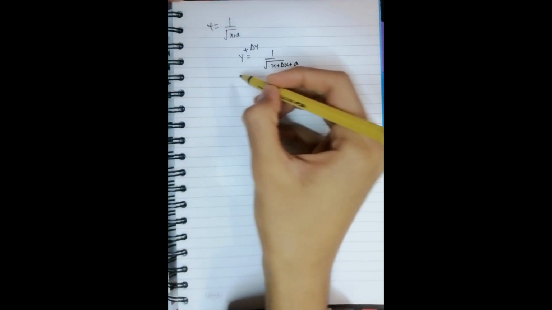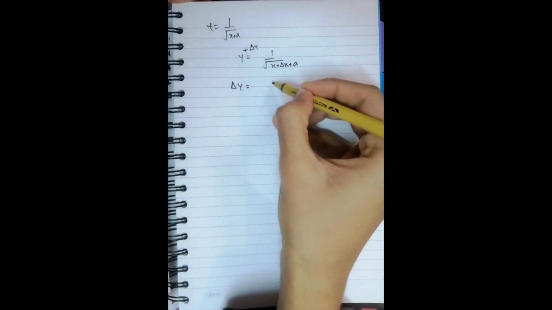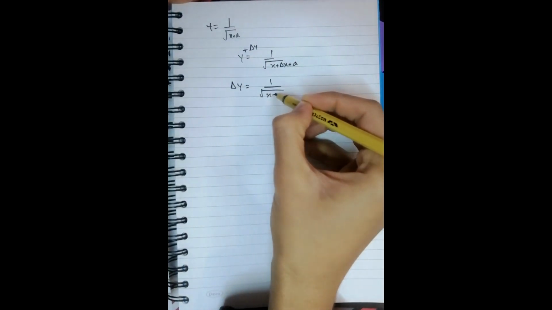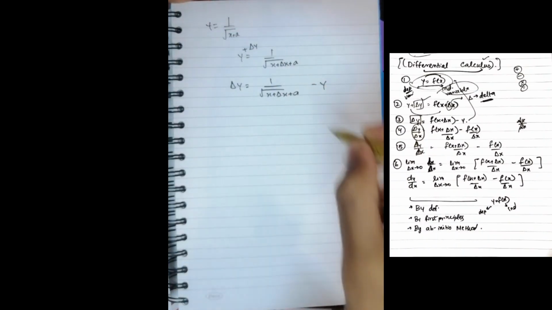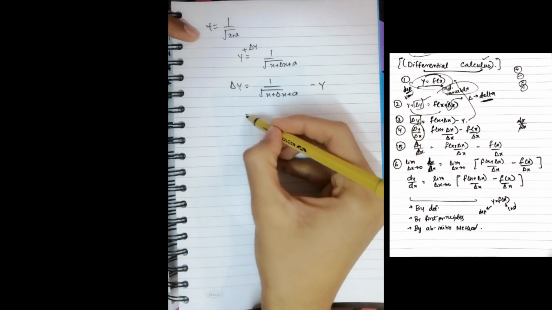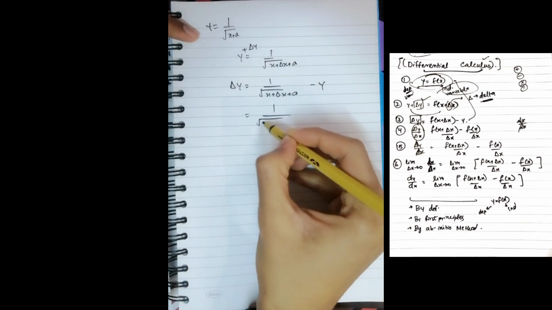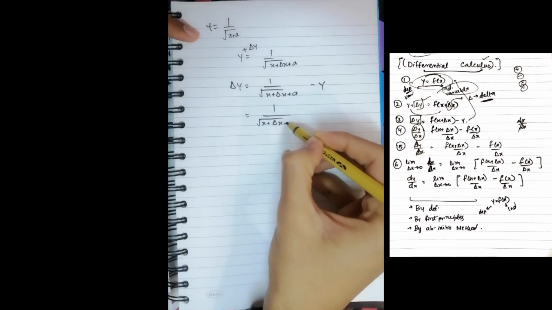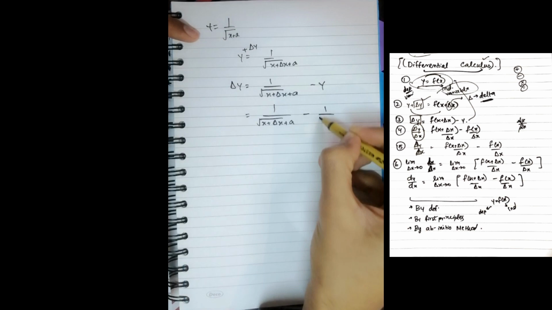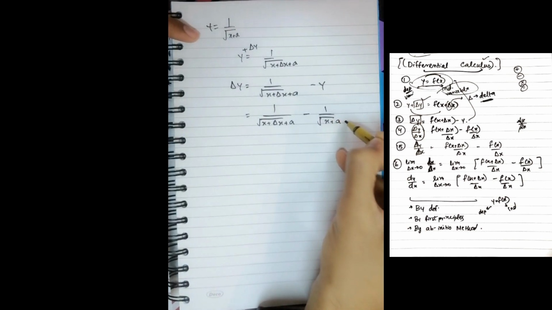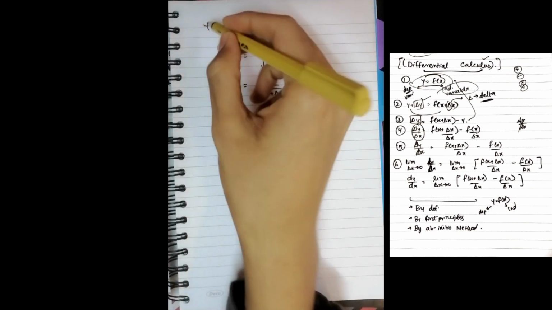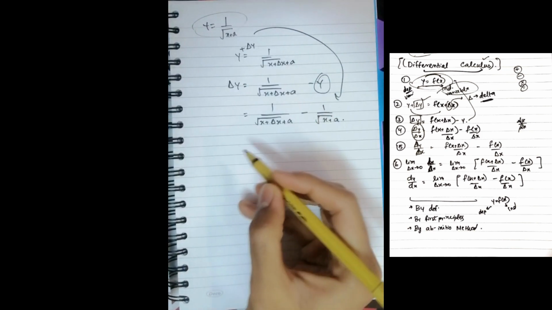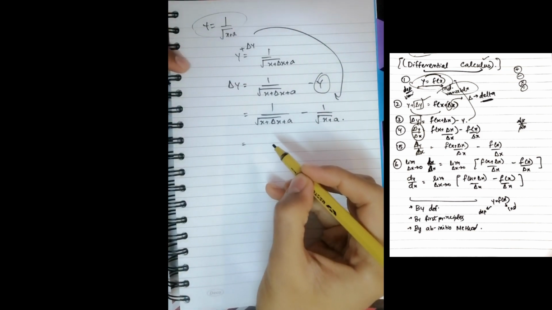Okay, so delta y is equal to 1 divided by root of x plus delta x plus a, minus y. Okay, so I'm just going to simply transfer the y to the right hand side of the equation. Now x plus delta x plus a, minus 1 divided by root of x plus a. Okay, I have just put in the value of y from the first step.